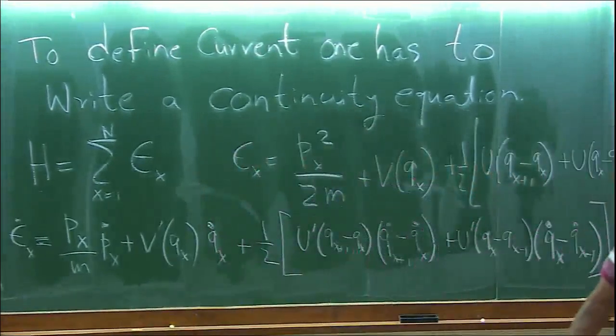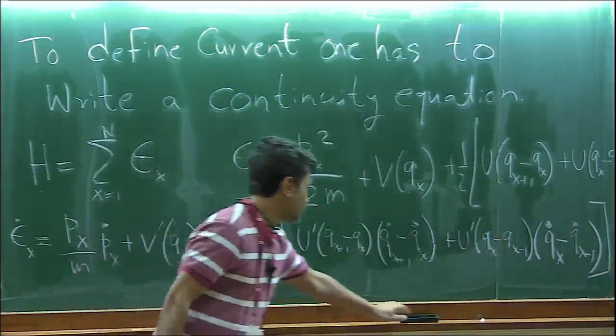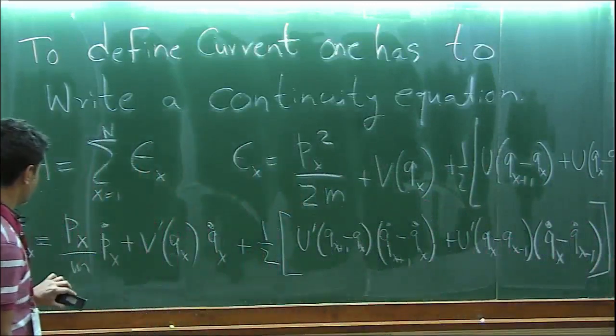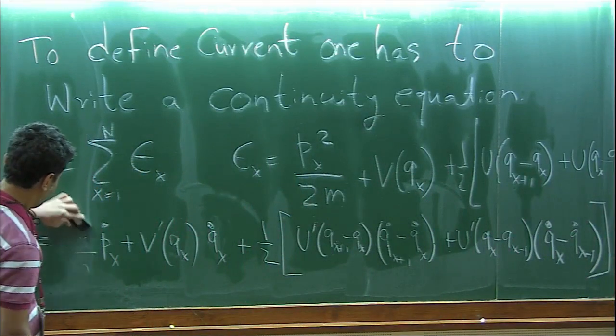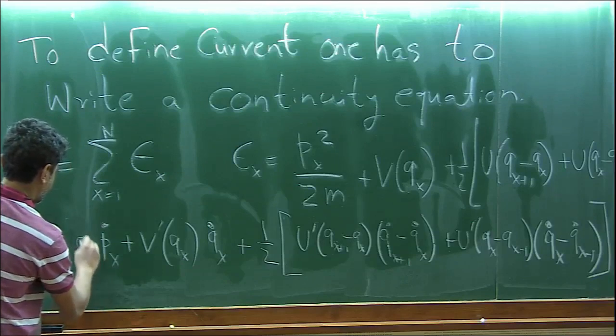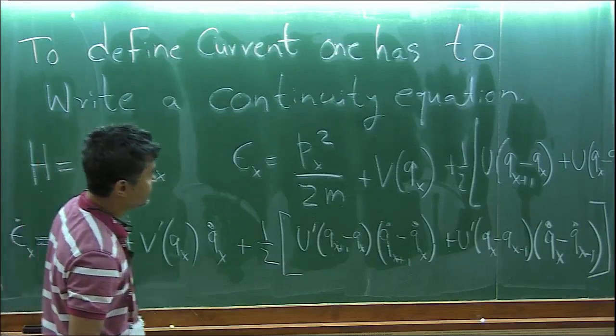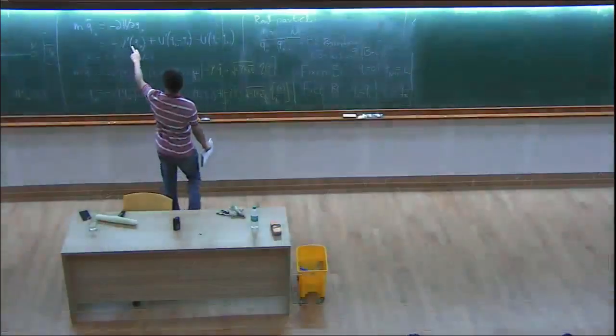Okay, so this is it, and then we use the equations of motion. So here px by m is just qx dot. So let's replace this by qx dot. And for px dot, let's say we are looking at the bulk particles. So px dot is just this.